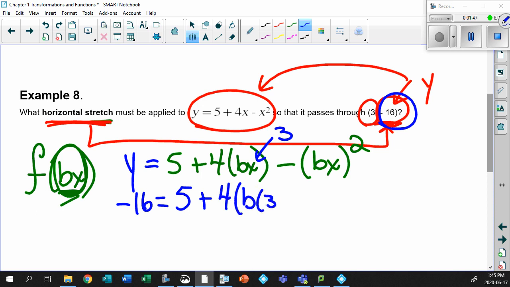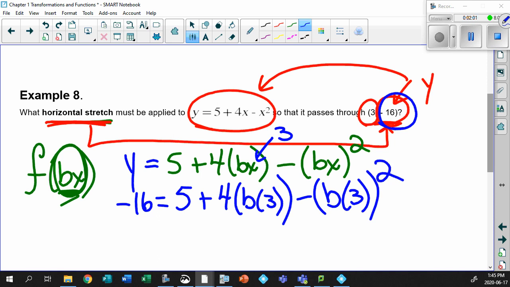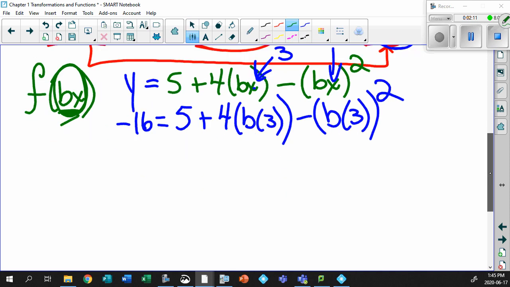The original point is 3, right? Because we're trying to figure out what that stretch is going to be. Minus b, and what the stretch is, of course, on 3 all squared. Oh my goodness. So all I did is put the x value 3 in here, and in here, I'm going to figure out what the stretch is going to be. Okay, so let's keep on going here and let's see what happens.